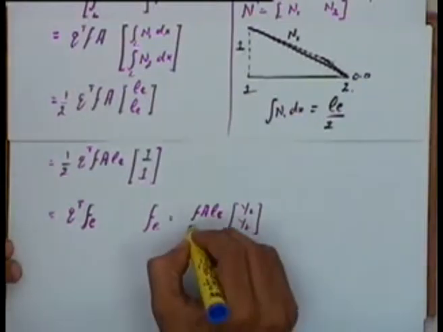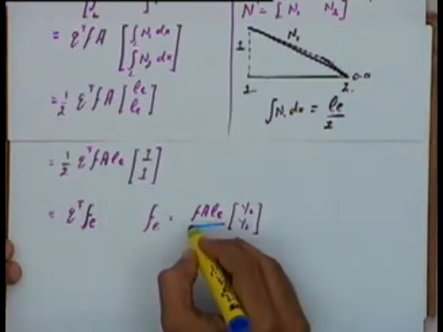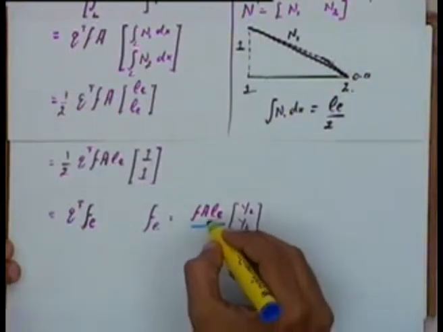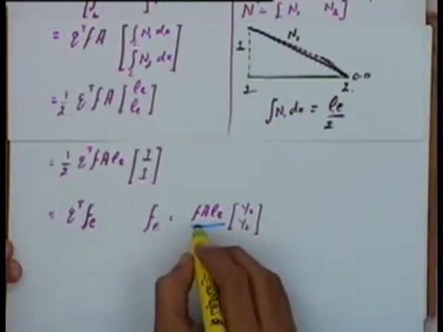Now what is F A Le? F is the body force acting on the element, A is the area of cross section, Le is the length. So A times Le is the volume of the element. What is F times A Le? That is the total body force acting on that element.